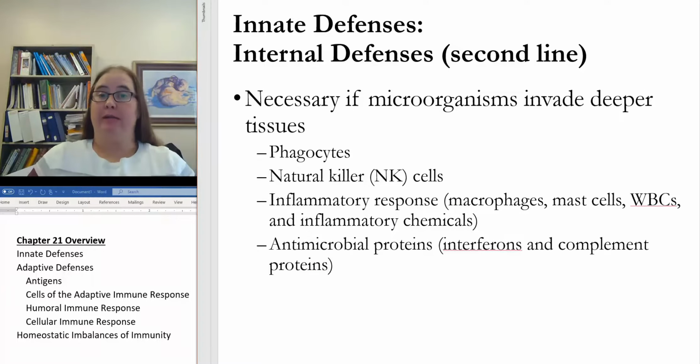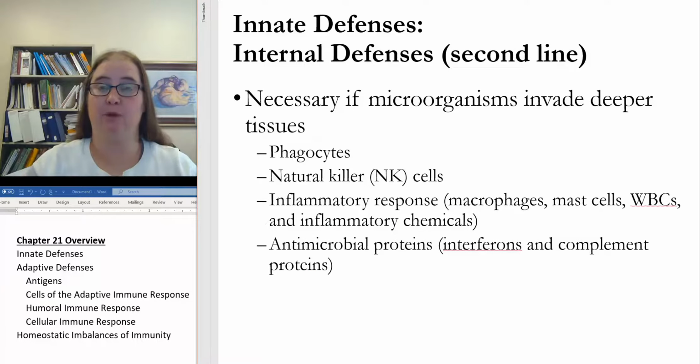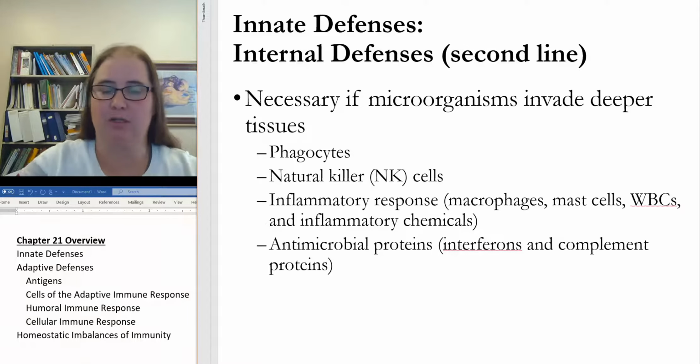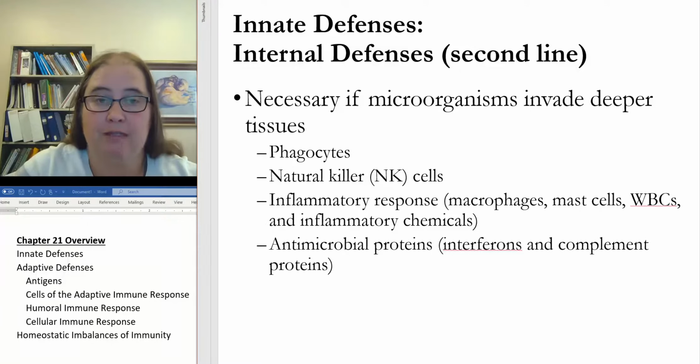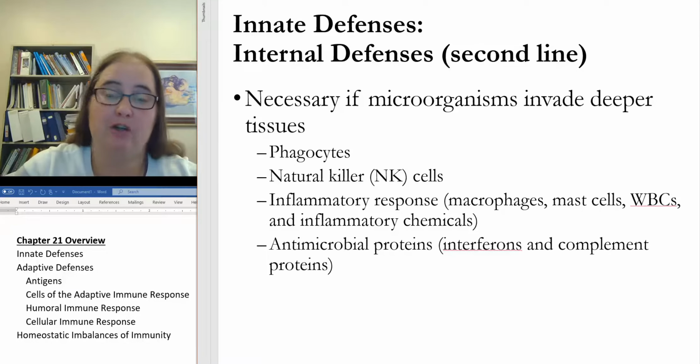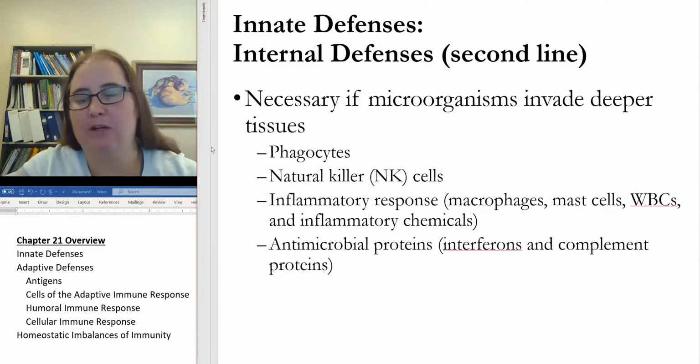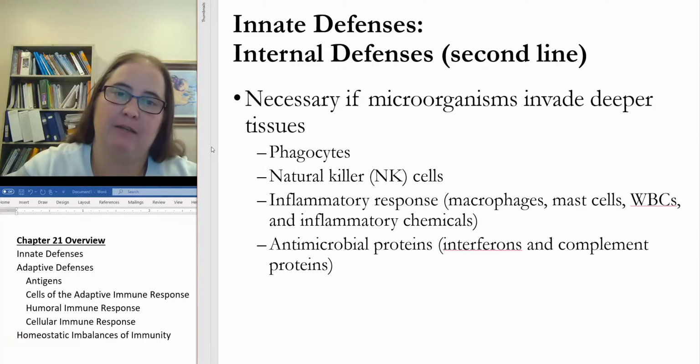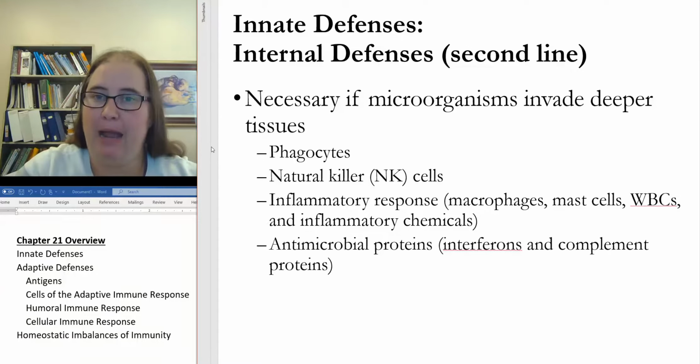However, every once in a while, that first line of defense becomes breached, whether through a cut or through the respiratory system, the oral cavity, or the nasal cavity. Some way or another, the pathogen is able to breach that first line of defense. Once that happens, we need mechanisms available to fend off, as best we can, the pathogen that enters our body. We have various mechanisms in our second line of defense that help us combat the entry of these pathogens into our body.